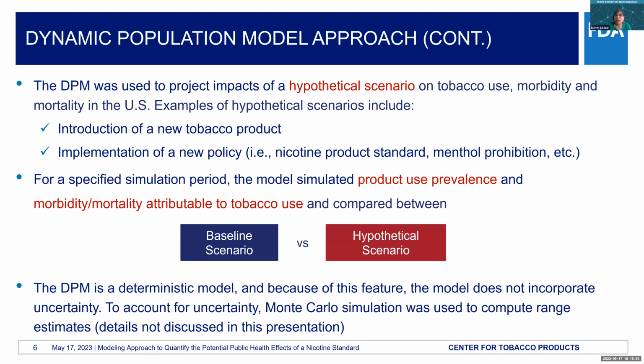I would like to point out that the DPN is a deterministic model. Therefore, the model does not incorporate uncertainty directly into the mathematical formulation. To account for uncertainty, we use Monte Carlo simulation to compute lower and upper bound limits for each model output. If you are interested in looking at the formulation for this Monte Carlo simulation, you can find details of that strategy in the 2018 New England Journal of Medicine publication.